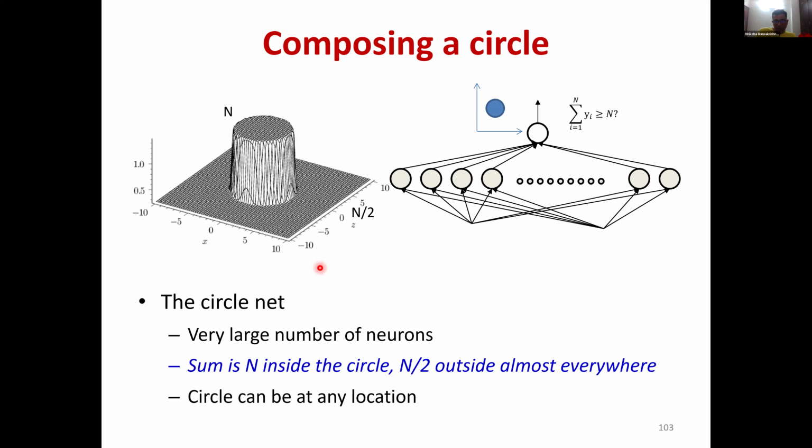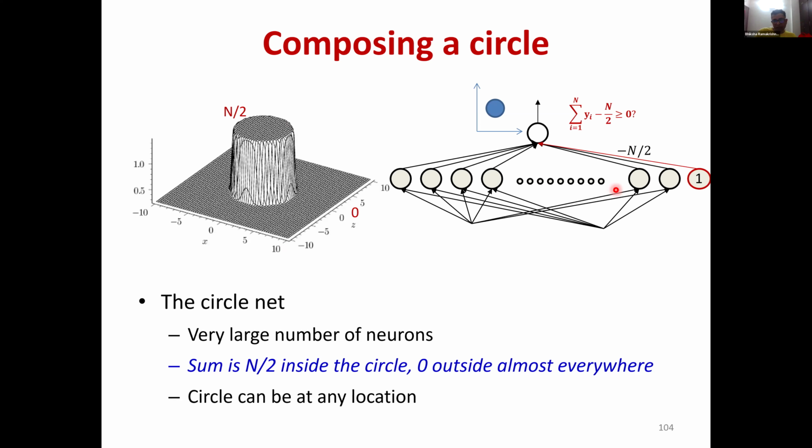Guys, yeah, right? And if I just add a bias of minus n over 2, now I'm going to have a sum of n over 2 inside the circle and 0 elsewhere. So if I just sum all of these outputs and use a threshold of n over 2 in the final neuron, I'm going to get a decision boundary that's a perfect circle.